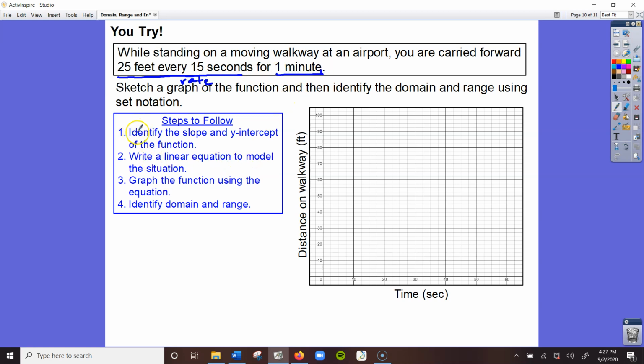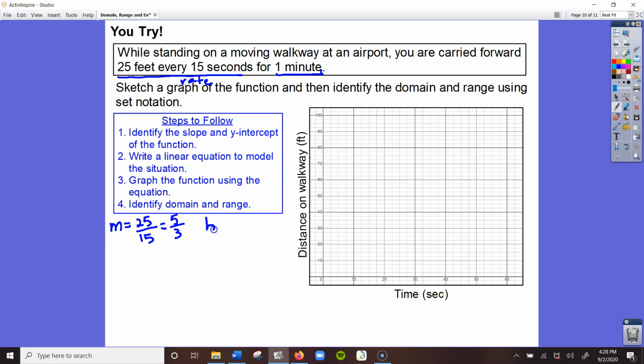So first we're going to identify the slope and the y-intercept. Now the slope, as I said, is given to us as 25 feet every 15 seconds, which you can write as 25 over 15. Since 25 and 15 are both divisible by 5, we can simplify this fraction to 5 over 3. So this is my slope, and it is positive because the distance we're on the moving walkway would increase over time.